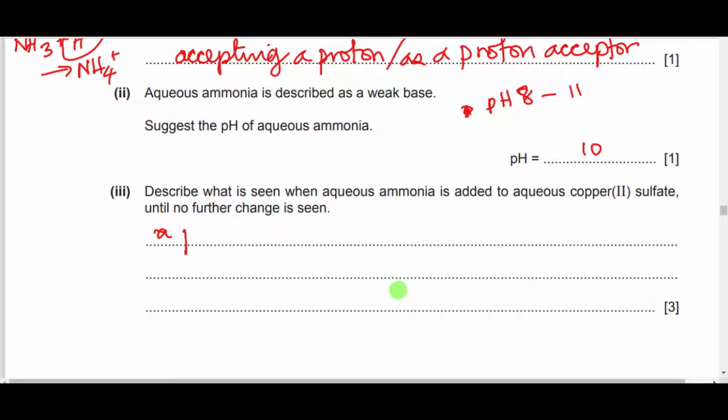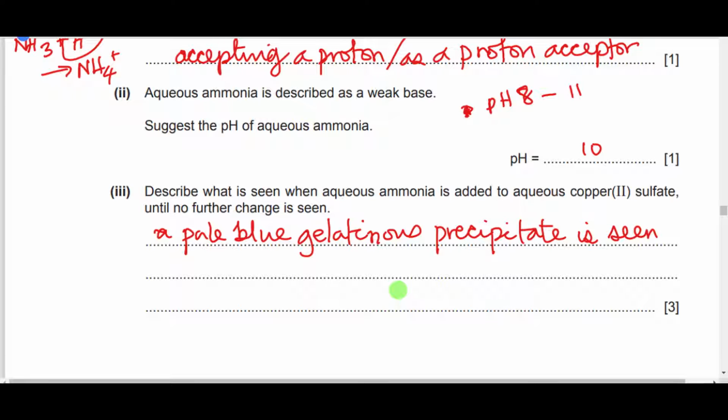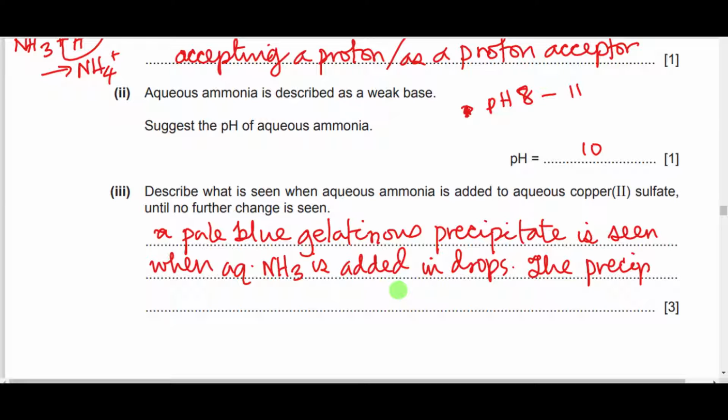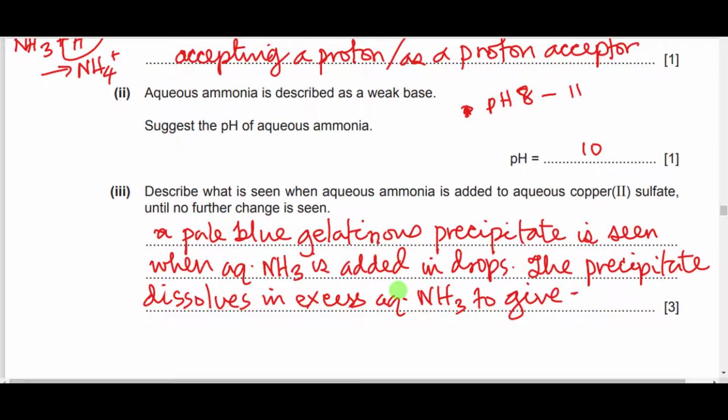A pale blue precipitate, a pale blue gelatinous precipitate is formed, is seen when aqueous ammonia is added in drops, then the precipitate dissolves in excess aqueous ammonia to give a deep blue solution, which is a confirmatory test for copper 2 ion.